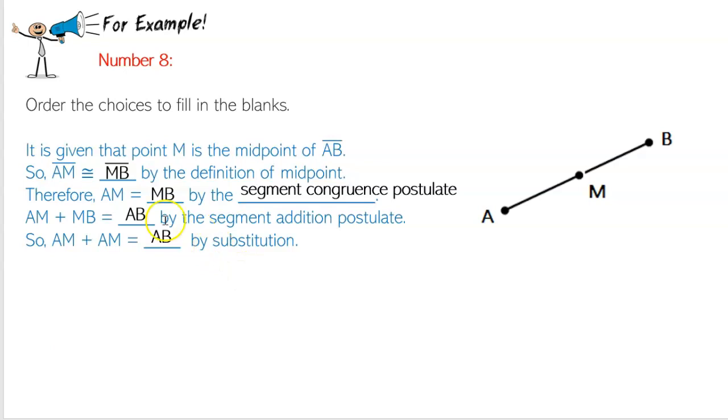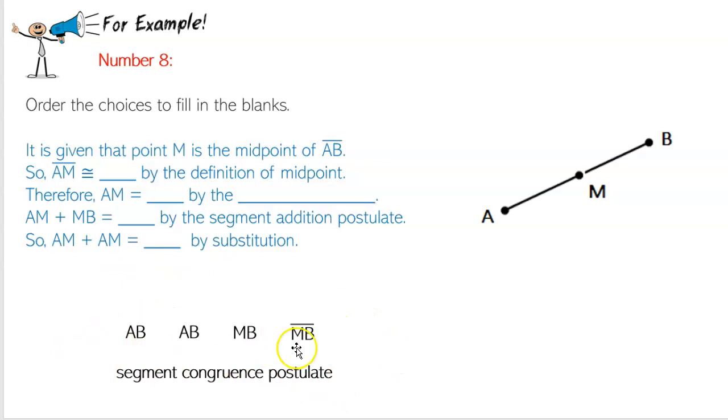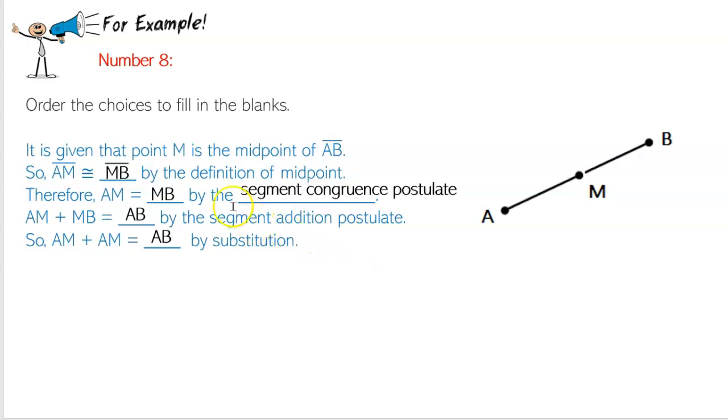And then we have AM plus MB equals AB. So AM plus AM equals AB by substitution. So again, go through the proof. You are given your choices to fill in. Just go through them, see what fits, and then make sure you go back and read through it. Make sure it is grammatically correct, because sometimes finding out what goes in that spot can be found just by looking at the grammar.